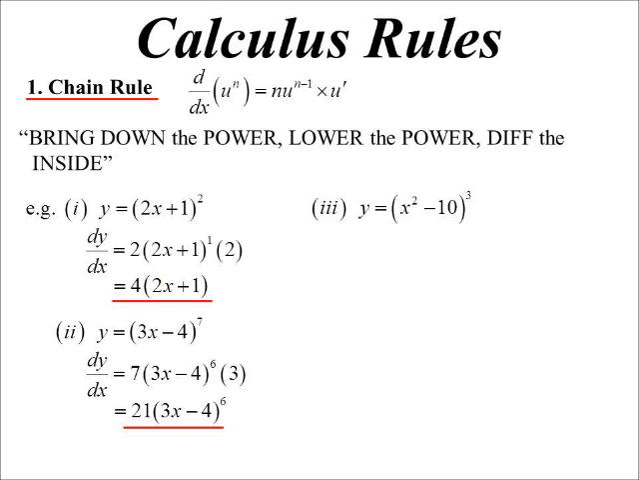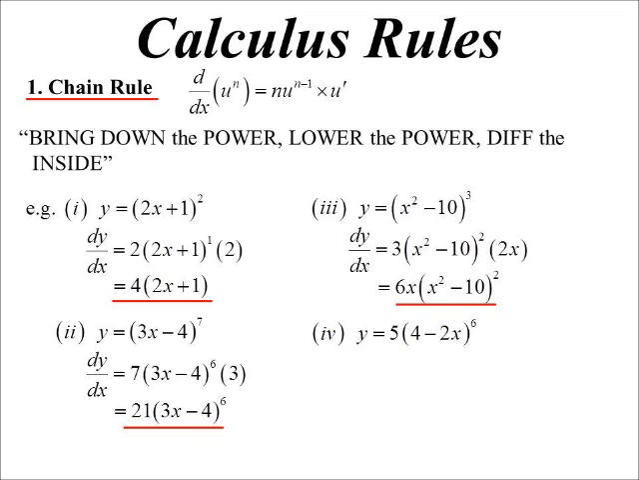x squared minus 10 all cubed, again. Bring down the power, 3 comes to the front. Lower the power, 2. Diff the inside. Inside the parentheses, x squared minus 10, differentiate that, I get 2x. Tidying that up, 3 times 2x, 6x, x squared minus 10 squared. Doesn't matter if there's a number out the front, just like we saw yesterday.